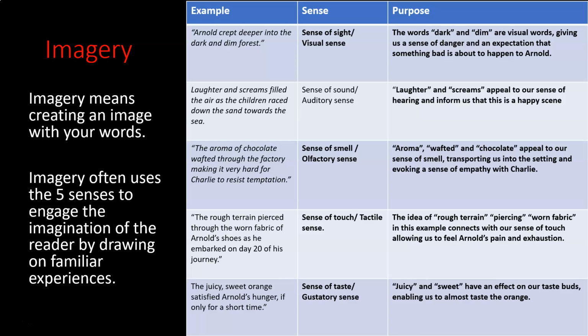So if we just go through a few of these examples really quick, I'm just wary that this video is now 13 minutes long or so, and I don't want to keep going too much, so I'm just going to read through 2 or 3 of these. So if we look at the first one, Arnold crept deeper into the dark and dim forest. We can see the sense of sight here, the darkness, the dimness. The words dark and dim are visual words, giving us a sense of danger and an expectation that something bad is about to happen to Arnold.